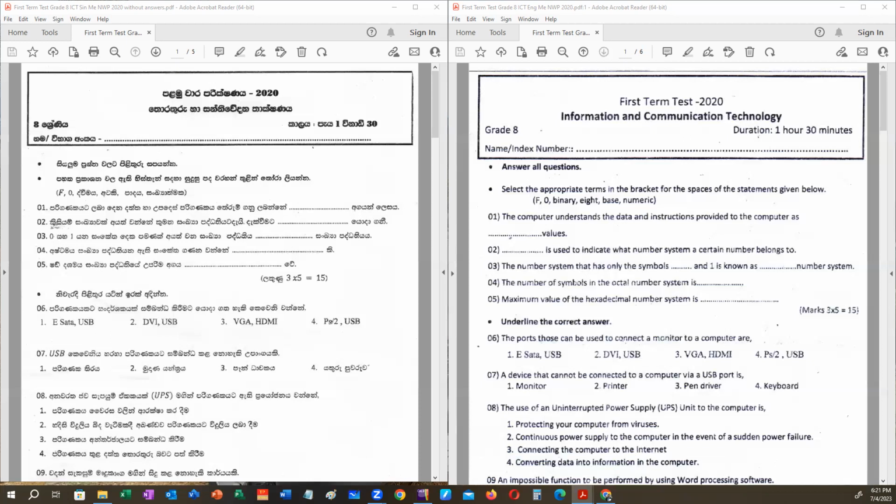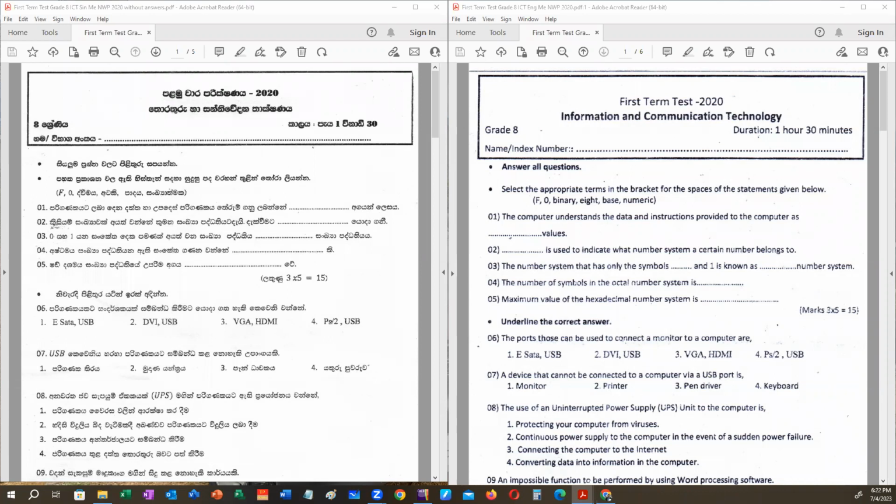There are four number systems associated with ICT and computer science: the decimal number system, binary number system, octal number system, and the hexadecimal number system. All these four number systems are different in their base. When we talk about the binary number system, what is the base? Base is 2.